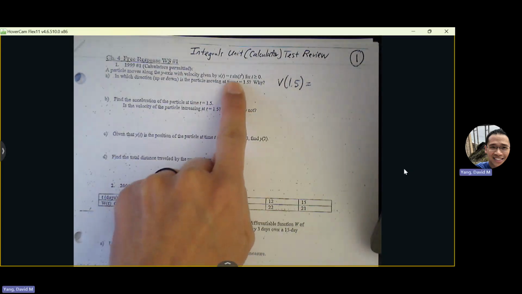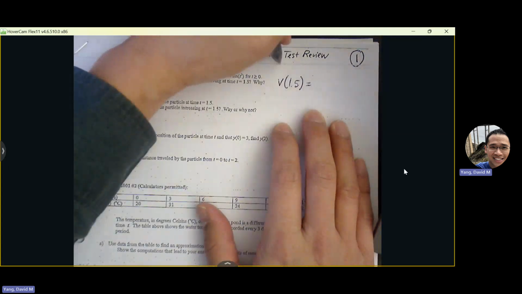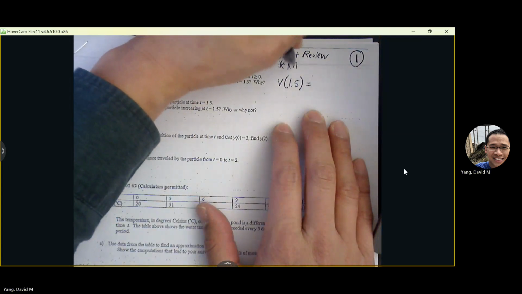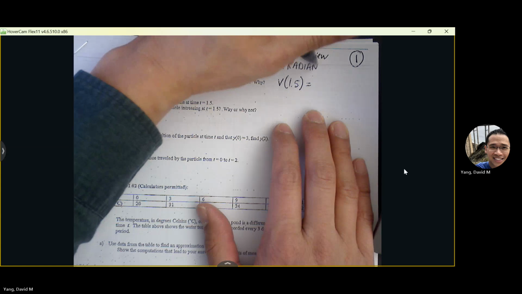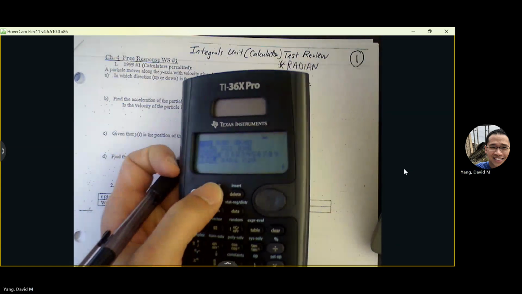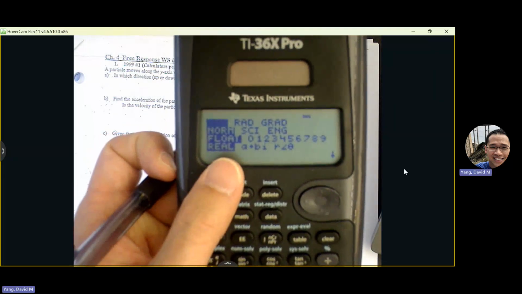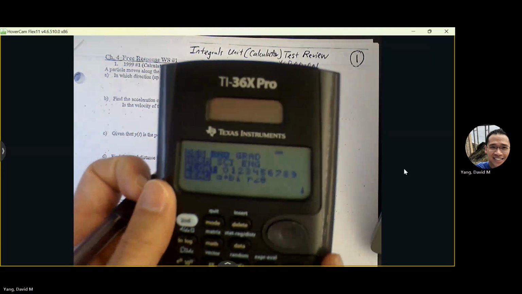So you can just plug directly into your calculator 1.5 sine of 1.5 squared and make sure that you're in radian mode. Okay, we're always going to be in radian mode for this course. So you can double check. If you go to mode, you should be able to see RAD highlighted and not degree.